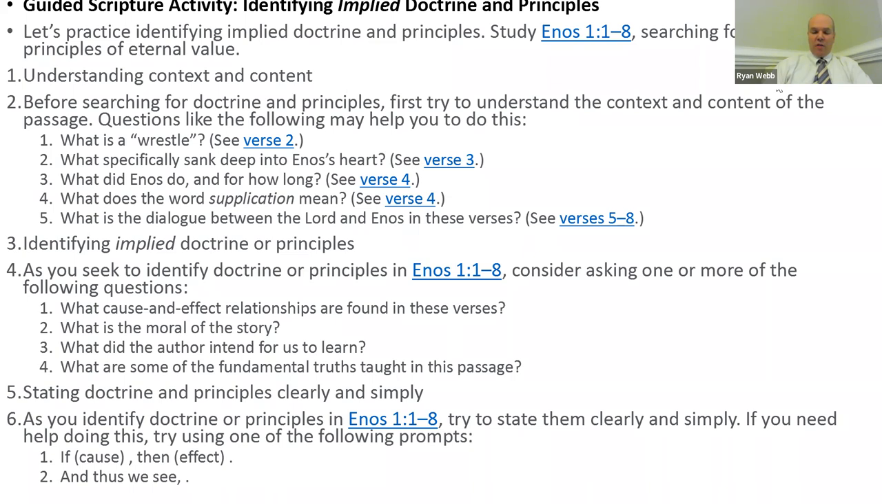All right. We want to read 5-8. Now, I'm going to ask everybody to read this. We read 5, I think, right? Yeah. But read 5 through 8 to yourself. And what's going to happen here is there's a dialogue between the Lord and Enos in these verses. And would you just try to see what the dialogue is as you read 5-8 to yourself.